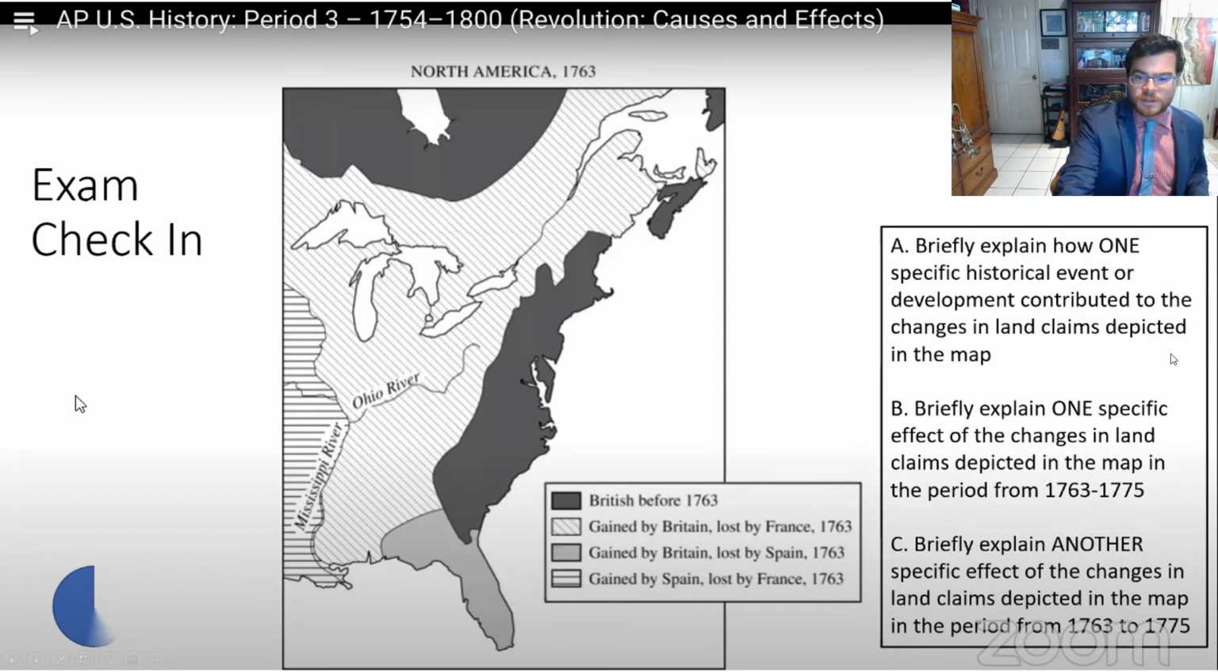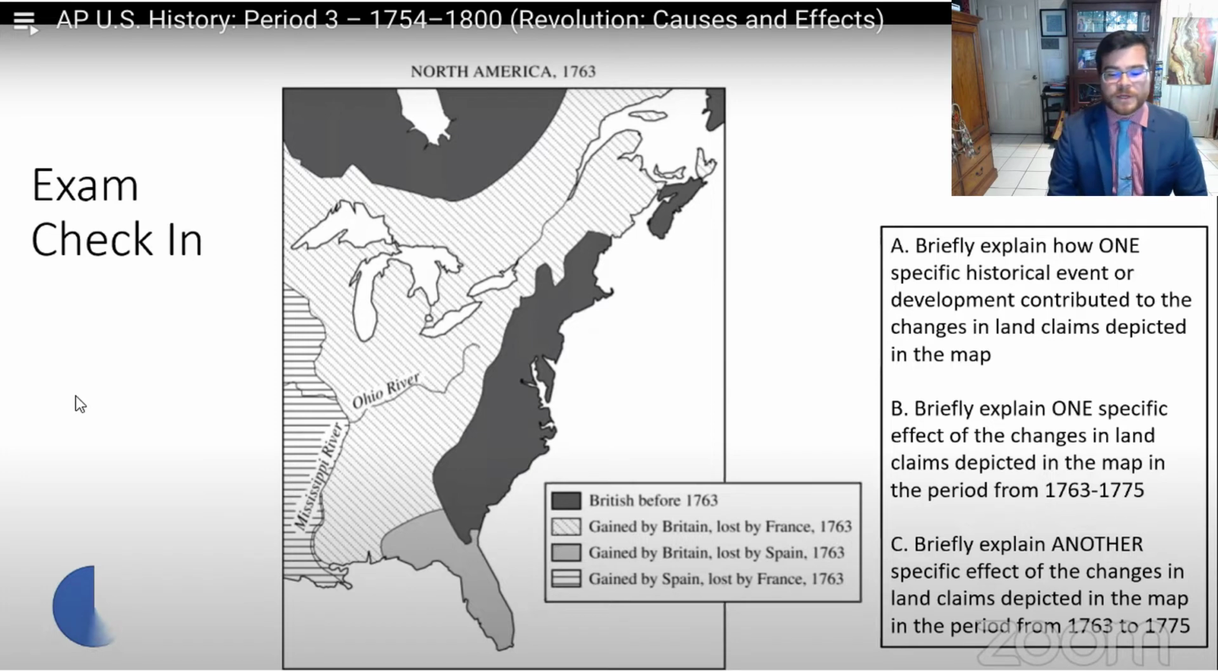All right, so let's go over A. We will do this in the exit ticket, okay? So it's pretty much the answer I gave you, right? Effect: France is out of the colonies. There's tension because of the Proclamation Line of 1763. One event: the end of the French and Indian War.